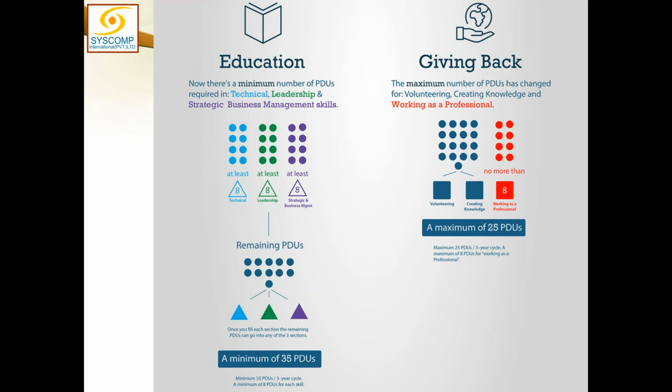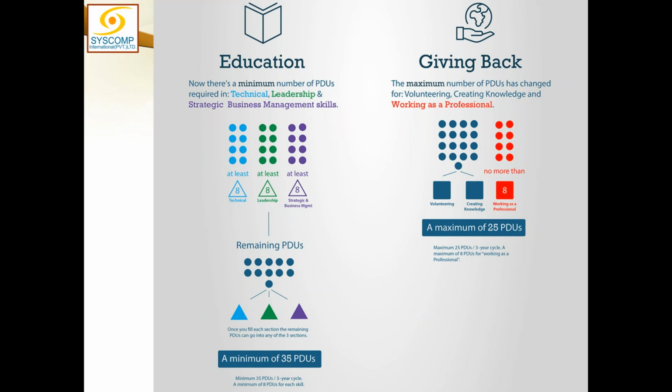Technical 8 PDUs are required. Leadership 8 PDUs are required. Strategic and business management 8 PDUs are required. So they come out to be 24, but that is not enough. In education overall, you must have 35 PDUs gained. The minimum number of PDUs you must gain in education are 35. Maximum is 60.